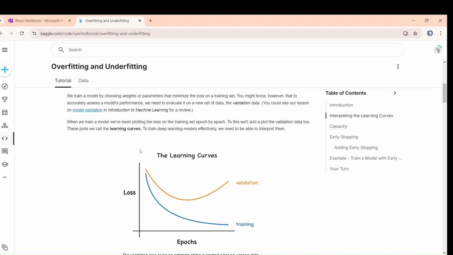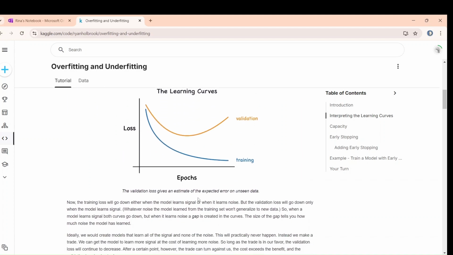That's why these are known as learning curves. Now, to train deep learning models, we need to be able to interpret them. Obviously, only then will we be able to improve our model. See, after every epoch, the loss in the training dataset is reducing this way. First, it will reduce speedily. After that, it will be kind of horizontal, right?